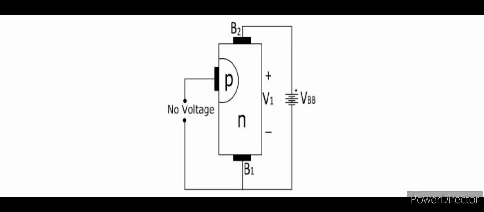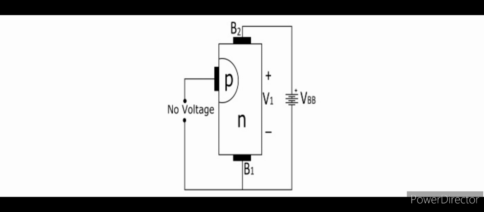With no voltage at the emitter terminal, that is, keeping the emitter open, apply a voltage of VBB across the two base terminals B2 and B1. Now, obviously, potential gradient gets established along this N-type silicon bar. And because emitter terminal is located closer to base B2, major part of the voltage VBB appears between emitter terminal and the base terminal B1.